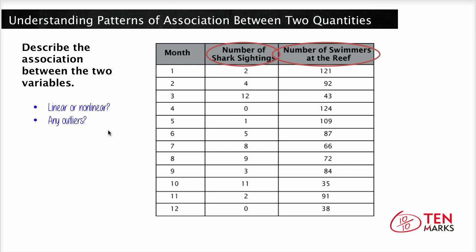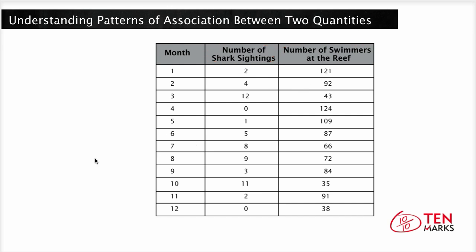So in this problem, you have two variables that are being compared to one another, the number of shark sightings and the number of swimmers at the reef. Let's think about this first. If the number of shark sightings went up, would you expect the number of swimmers to increase or decrease? Well, we'd expect it to decrease, right? You would expect the number of swimmers to go down as the number of shark sightings go up.